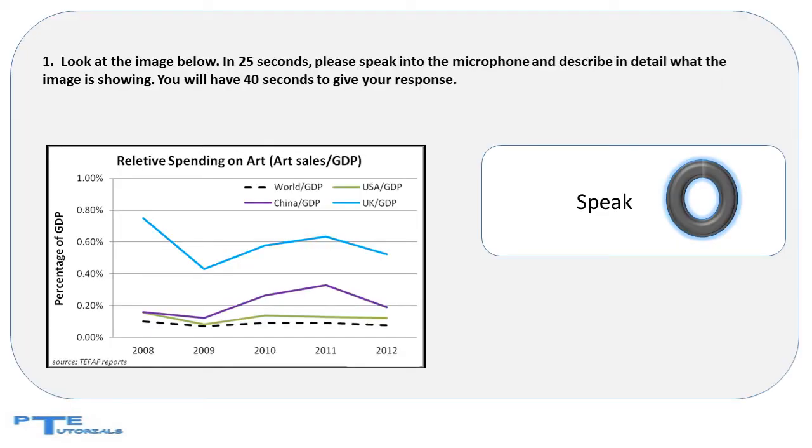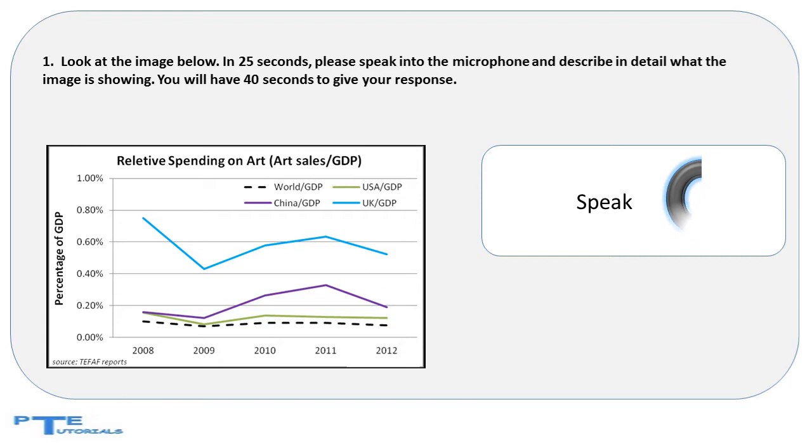The line graph shows the relative spending on art by China, the UK, the USA, and rest of the world from 2008 to 2012. The UK had the highest spending in 2008 with a little less than 0.8% of the GDP. This reduced to 0.4% in 2009 but remained at 0.6% over the next 3 years.